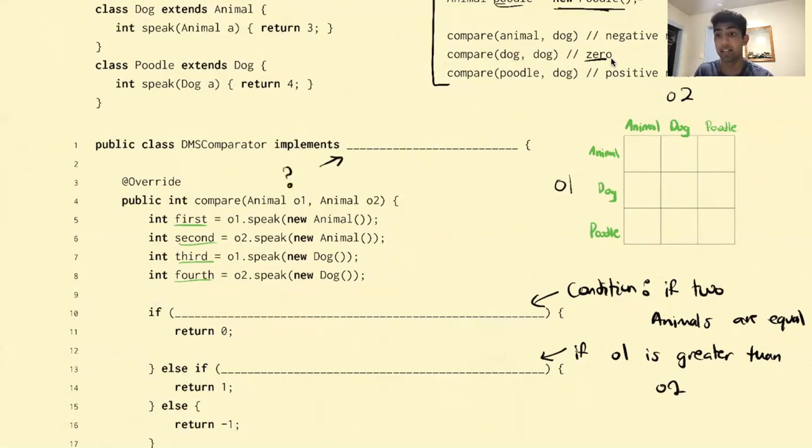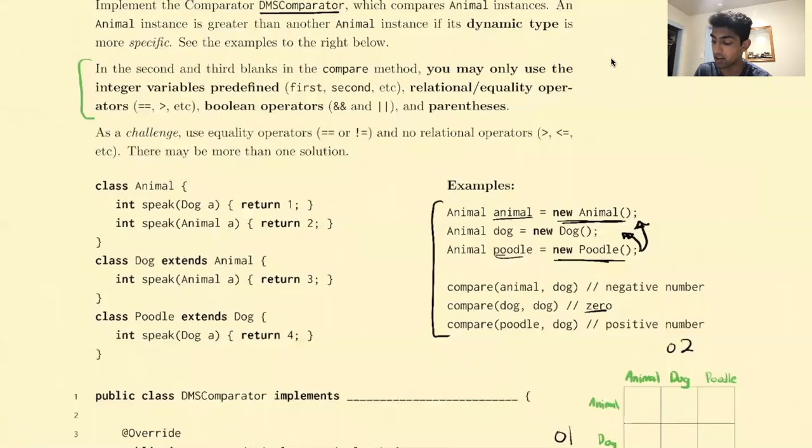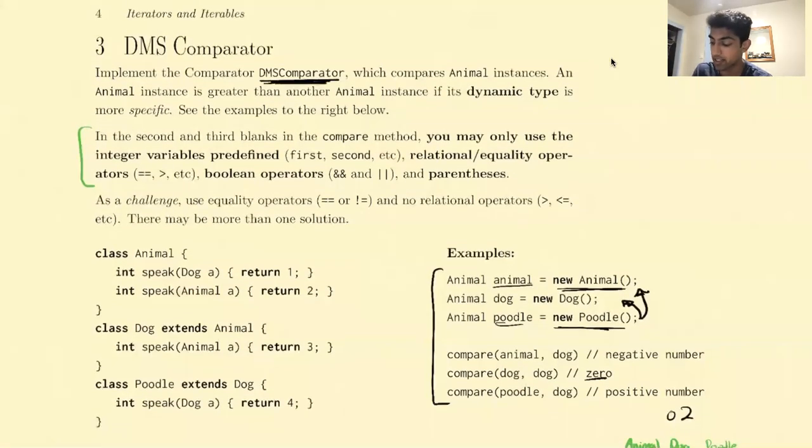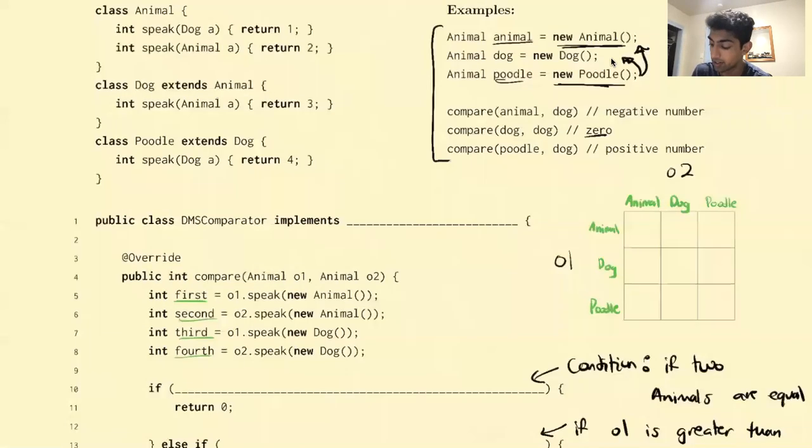So this is just an understanding of comparators, less of DMS, which is that in order for something to be a comparator, it needs to implement the comparator interface. And we said in the beginning that DMS wants to be a comparator, so it needs to implement the comparator interface, okay?